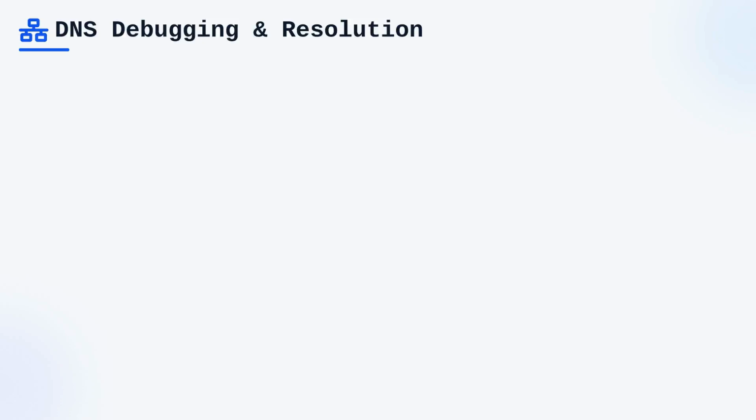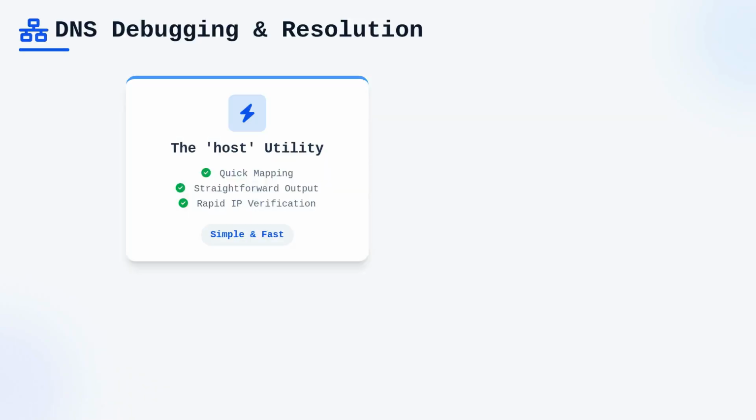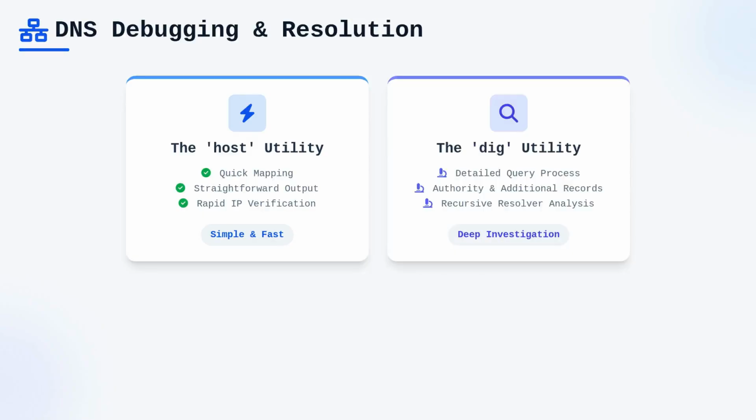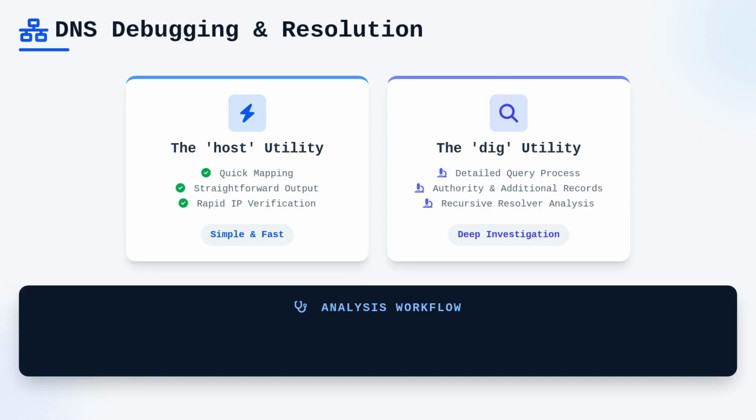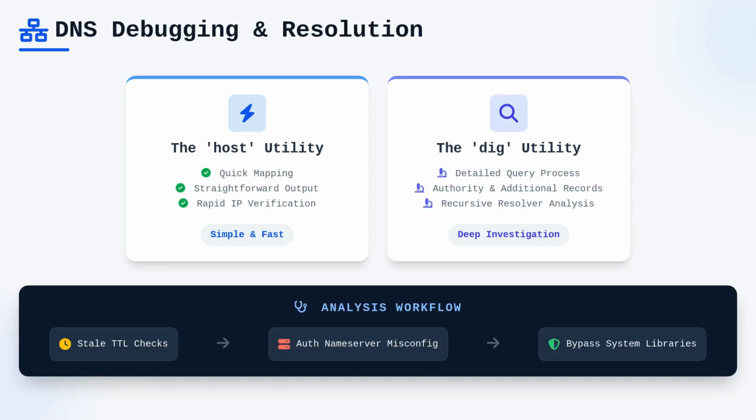DNS resolution is a frequent point of failure, and the dig and host utilities are essential for debugging these name resolution issues. While host provides a straightforward and quick way to map domain names to IP addresses, dig offers far more detailed information about the query process. By examining the authority section or the additional records in a dig response, you can determine how your recursive resolver is failing to find a specific record. If one domain fails to resolve while others succeed, you might be looking at a stale TTL or a misconfigured authoritative name server. These tools allow you to bypass system libraries and verify exactly how the DNS infrastructure is responding to your queries.